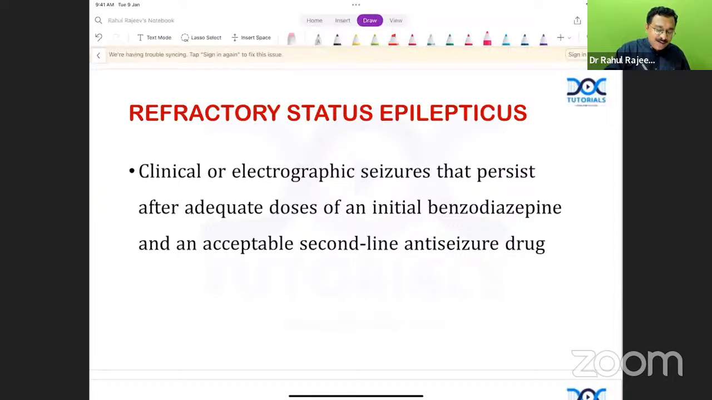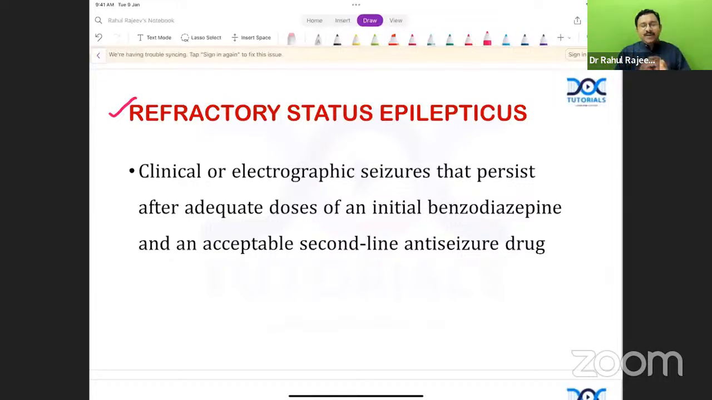Now, once you have labeled a patient as refractory status epilepticus, now comes the question. Should you go for the next second line agent or should you go for the anesthetic agent? I hope you understood. Suppose I started the patient with lorazepam and then loaded the patient with levetiracetam, and the seizure is continuing. Should I go for the anesthetic agent, or should I go for another second line agent, for example, fosphenytoin or valproate?